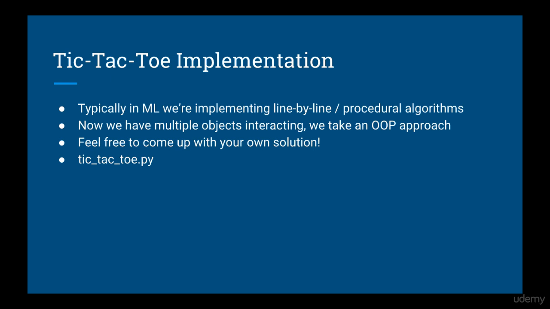Typically in machine learning, we're implementing self-contained algorithms, so it's simple to look at the code line by line. However, with reinforcement learning, there are multiple objects interacting, so we'll need to take an object-oriented approach. Because of that, we'll first do an overview in this lecture of all the objects we need to represent and how they interact. After that, we'll look at the details of each object.